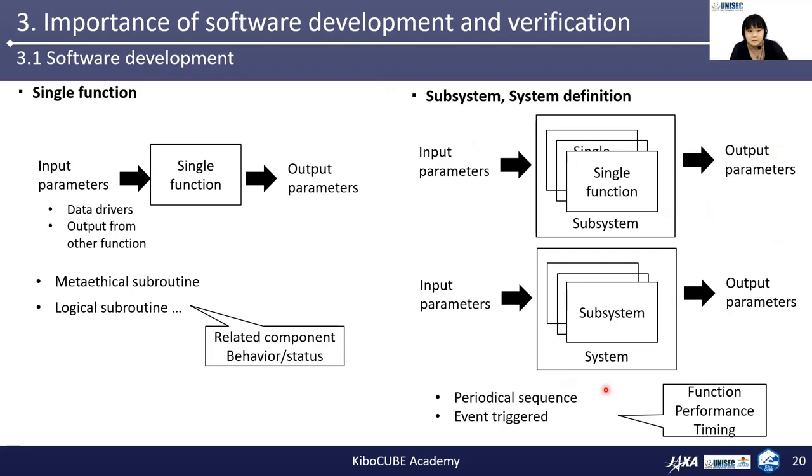The system is constructed by a set of subsystems. It becomes much more complex. It includes enabling or disabling subsystems or functions, and it also has a timing control function. Generally, the trigger for enabling or disabling is set as the detection of the event or ground command. The kind of subsystems or functions set for the operation are defined as the operation mode. The detail of the mode is explained in the next slide.